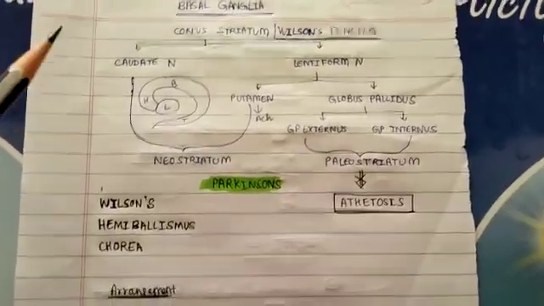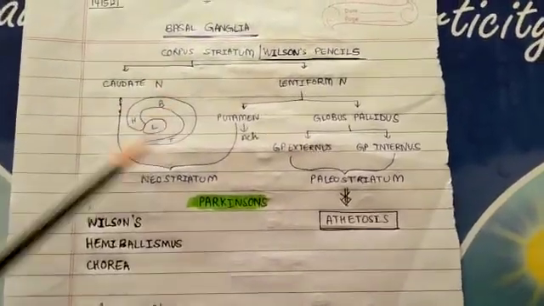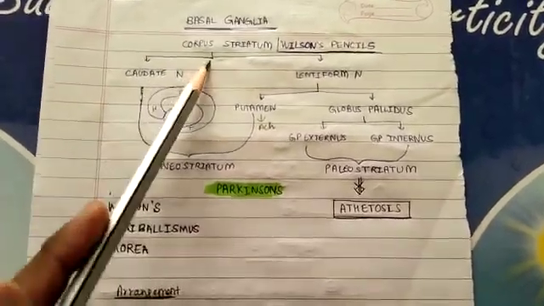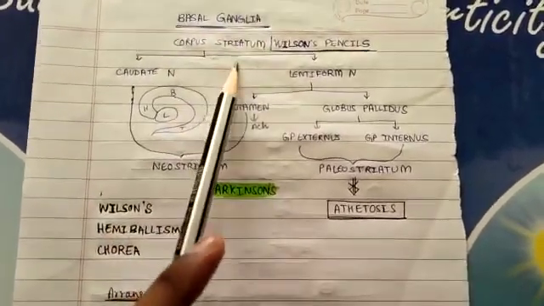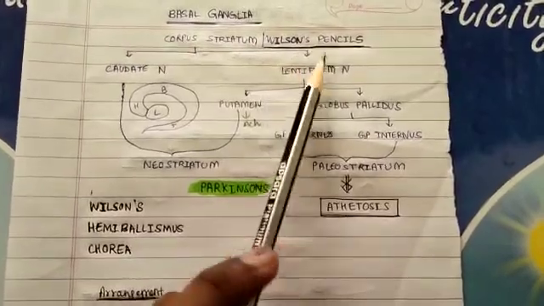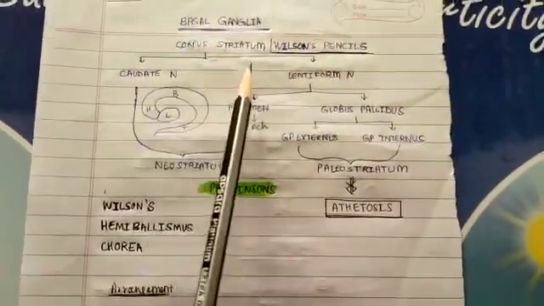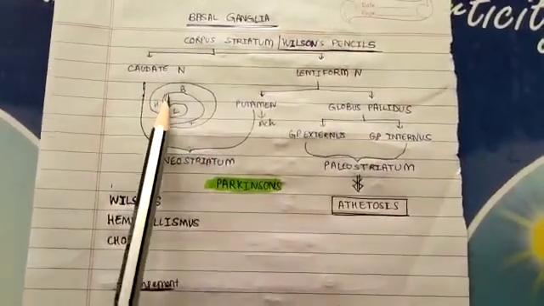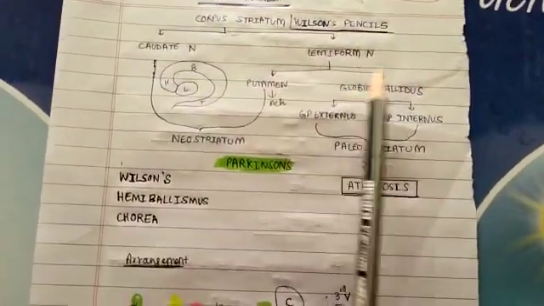We will talk something about basal ganglia. Basal ganglia is also called corpus striatum, or Wilson's pencils. It has two components. One is caudate nucleus, another is lentiform nucleus.